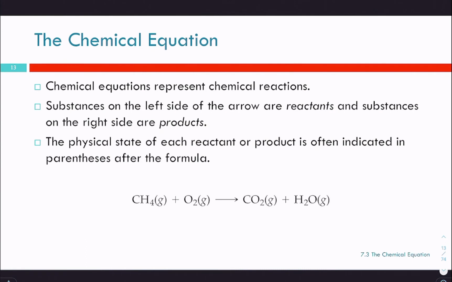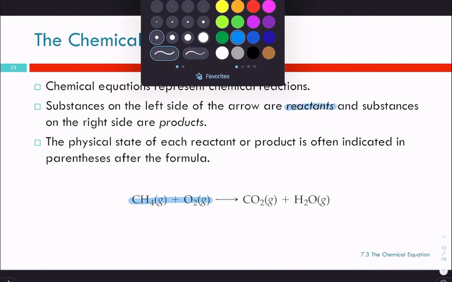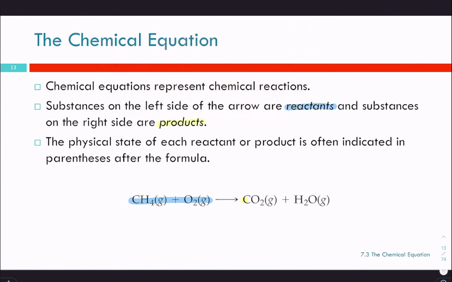So our substances on the left side of our reaction arrow, this one in the middle, are our reactants. They are the things that are reacting. The substances to the right of the arrow are the products. We read this like we read anything, right? Left to right. So we have our reactants, they react, form products.